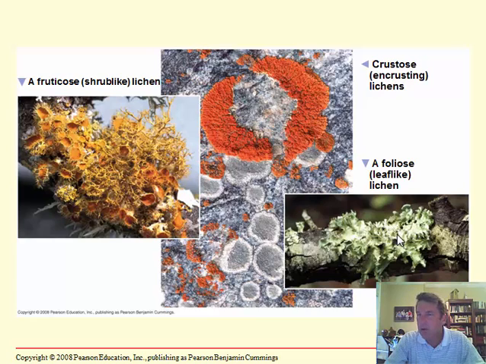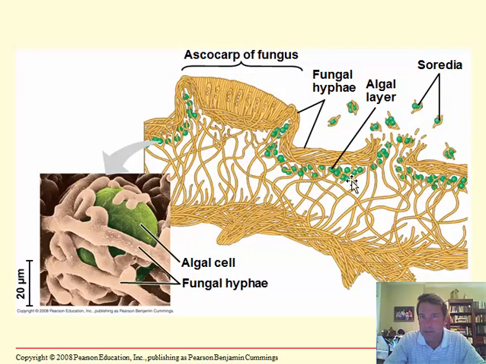These are found on dead and decaying limbs, on the bark of trees, pretty common. And it looks like one organism, some kind of plant-like thing, but it's actually two organisms together. You can see that in this diagram. The algae get interwoven in the hyphal strings of the fungi. And you can see that in this electron microscopic view. So we call that a composite organism because it's really two organisms that work together.